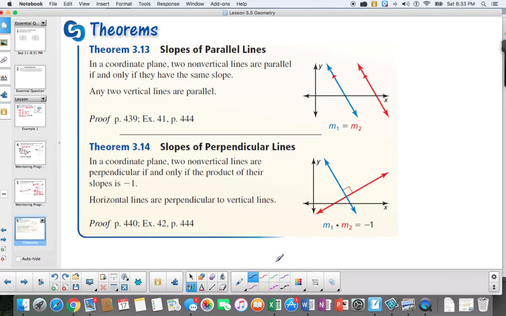Okay, let's take a look at these two theorems: slopes of parallel lines and slopes of perpendicular lines. Parallel lines: two non-vertical lines are parallel if and only if they have the same slope. If they happen to both be vertical, the slope is undefined, and since they're both undefined, vertical lines are parallel. Slopes of perpendicular lines: two lines are perpendicular if and only if the product of their slopes is -1. Some teachers teach that the slopes are opposite reciprocals.